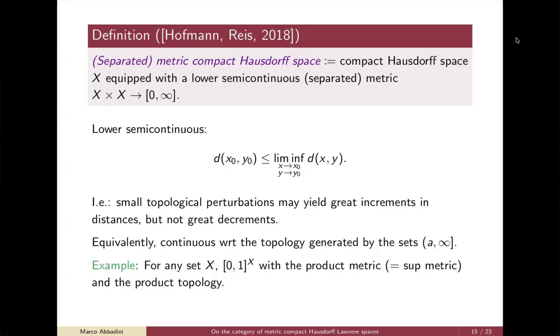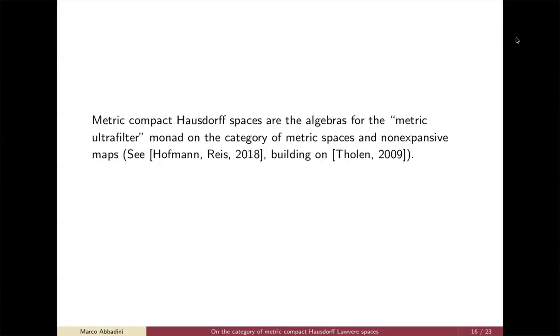Or the other way around, the topology is not induced by the metric. Another way to motivate that these structures are natural is that metric compact Hausdorff spaces are the algebras for a certain monad, a metric version of the ultrafilter monad. So it's a monad on the category of metric spaces and non-expansive maps. For more details, I suggest to look at these references.